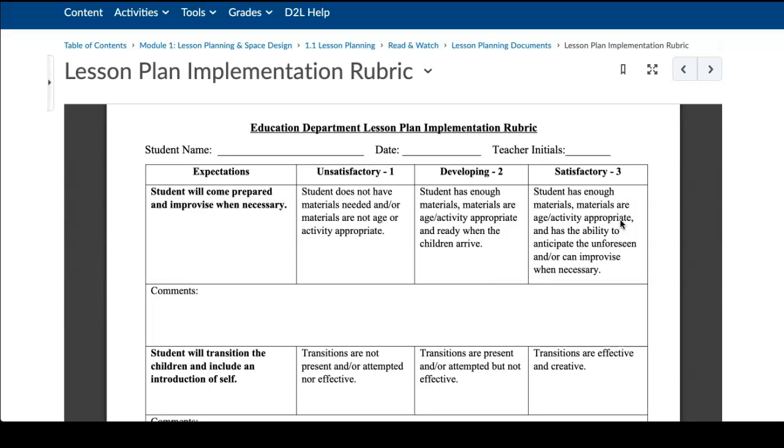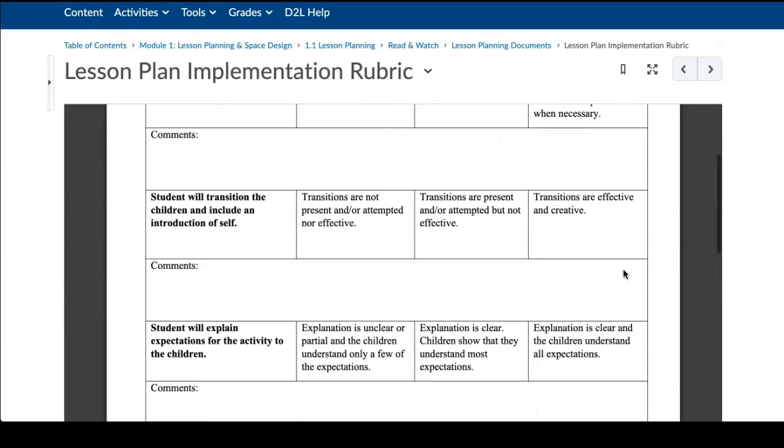If you as the teacher implementing are going to need that material as well for modeling, then you want to add yourself in that count. Also, when you're implementing your lesson plan, do you have the ability to anticipate the unforeseen and/or improvise if necessary? Again, if that child rips that paper, are you going to allow them to continue to create on now their 2 pieces of paper? Or how are you going to go about that? Improvising throughout your lesson plans is an important skill for teachers and really in every part of teaching.